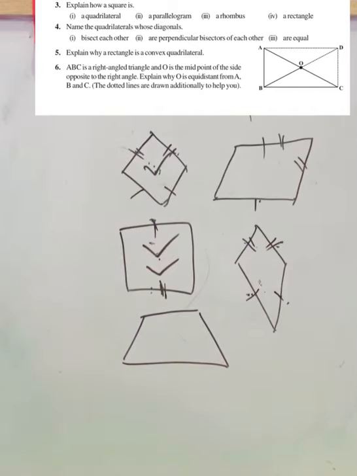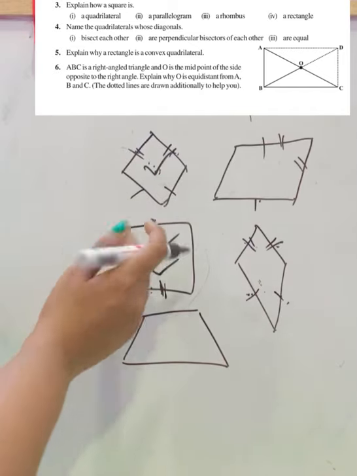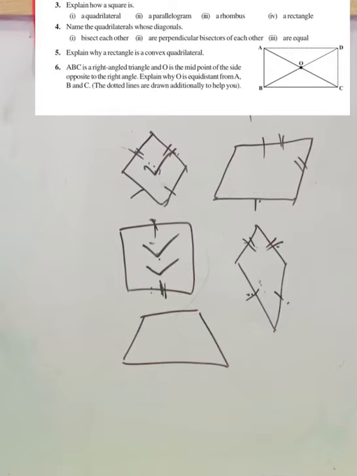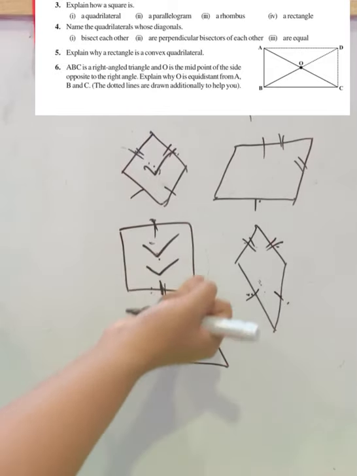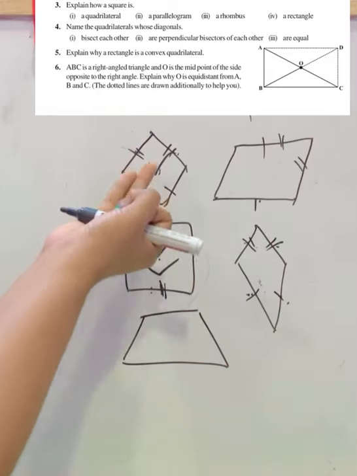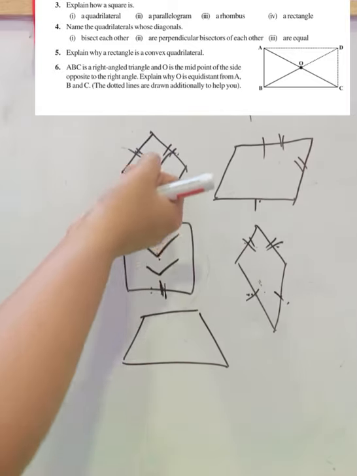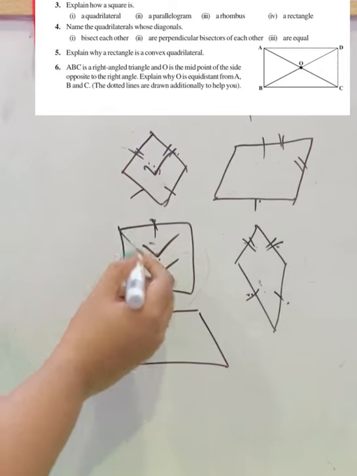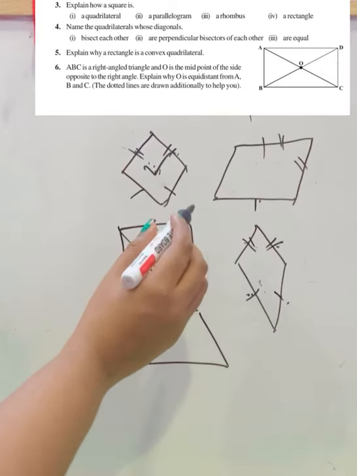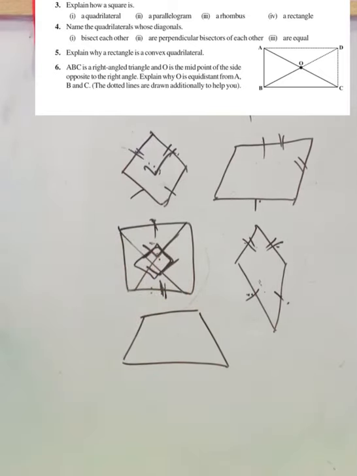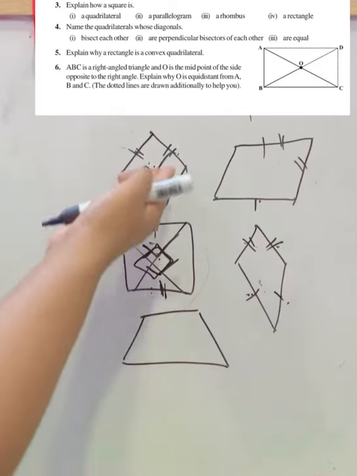Now, explain how a square is a rhombus. Because it satisfies all the properties of a rhombus. That is, all the sides have equal length and the diagonals bisect each other at 90 degrees. That is, they are perpendicular bisectors. Here it will be 90 degrees. So it satisfies all the properties of a rhombus. So a square is a rhombus.